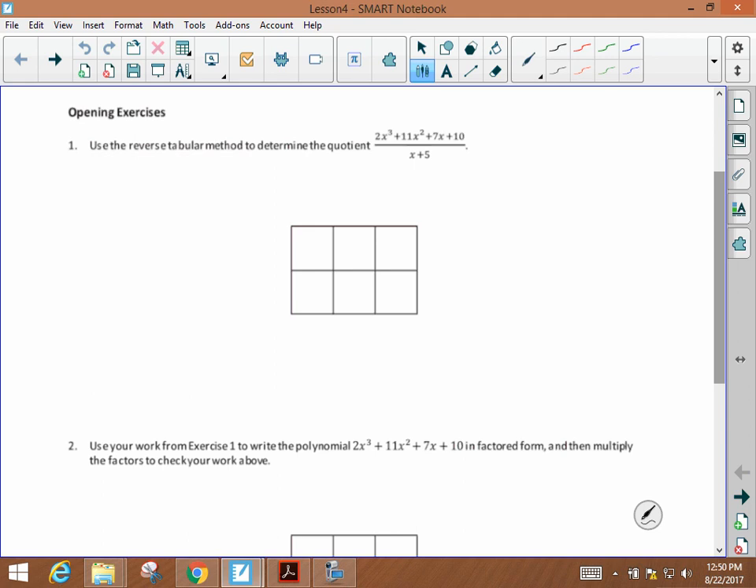The number of columns is going to be determined by the degree of our numerator minus the degree of our denominator plus 1. So what is that? That's 3, since we have that x to the third power, minus 1 plus 1, so 3. So that's how it was determined that we needed to have a 3 by 2 table here. Let's fill this thing in.